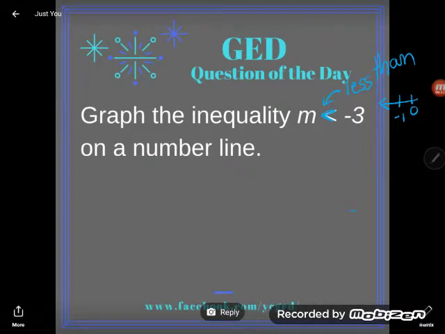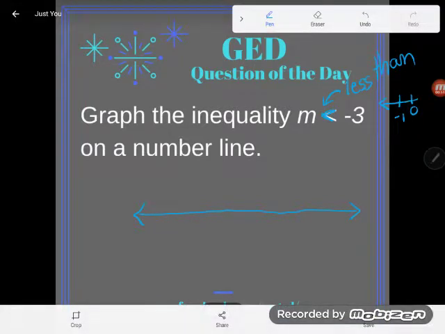So first thing I need is a number line. As a general rule, in math class, we draw number lines horizontally. Is it possible to draw them vertically? Yes, we just don't normally. Nothing wrong with that. It's just not the way we usually do things.